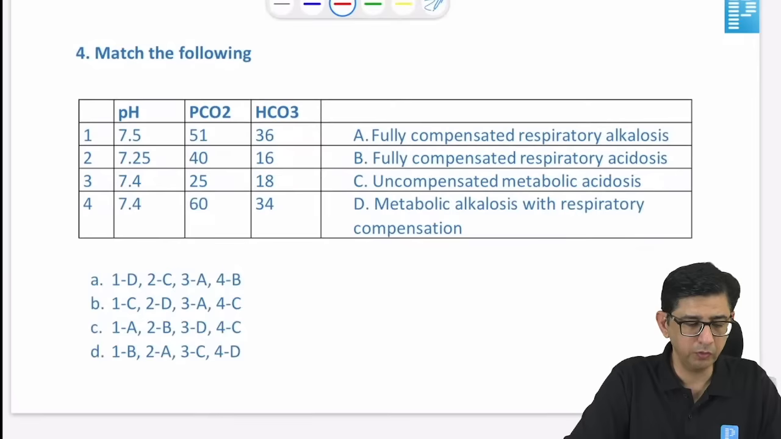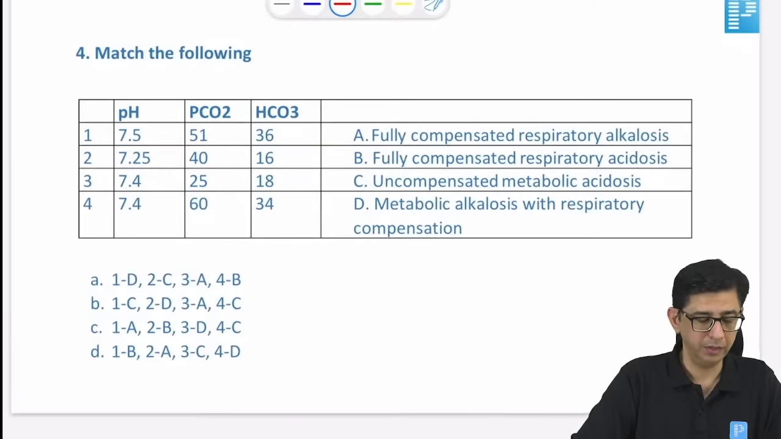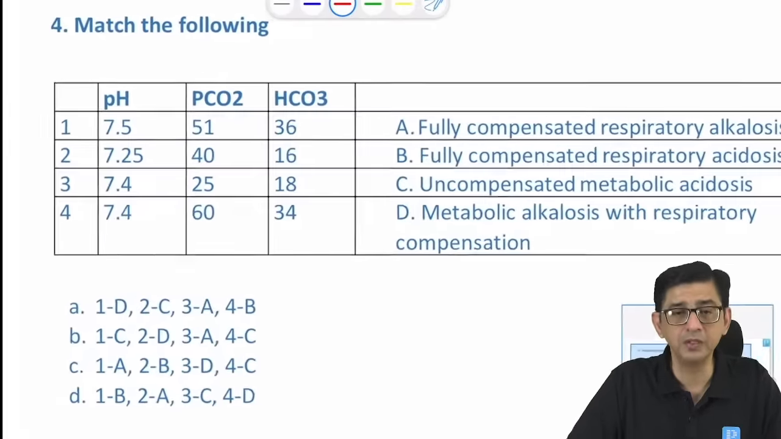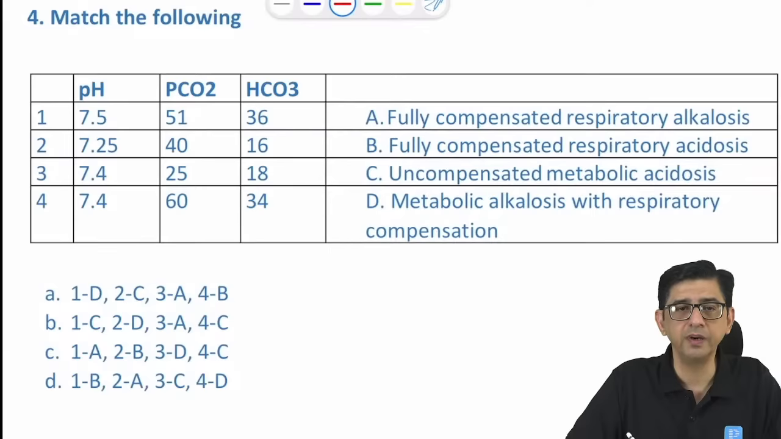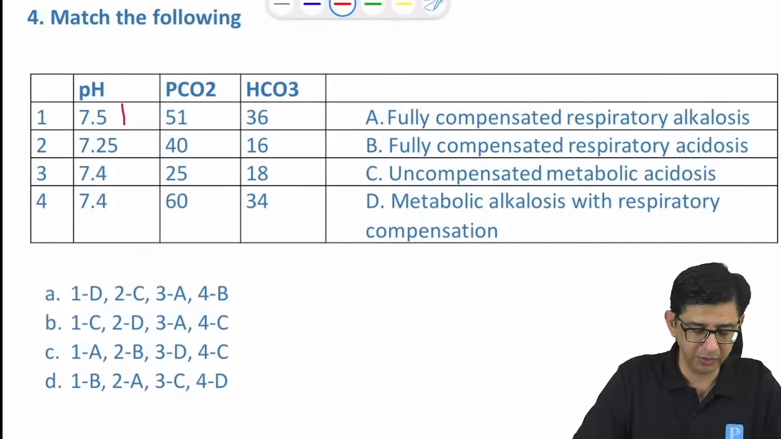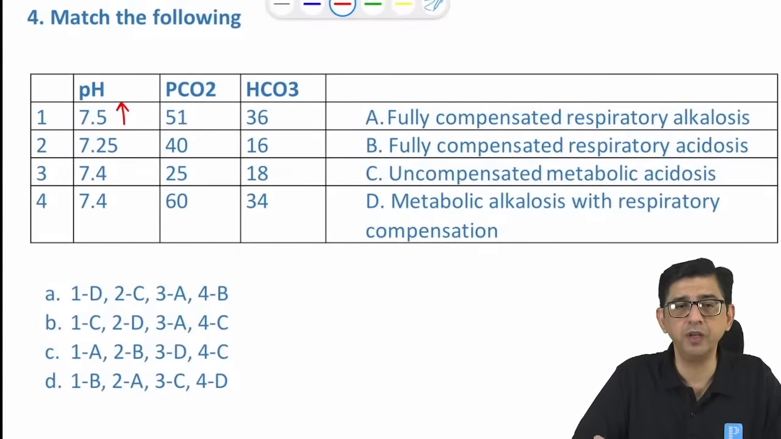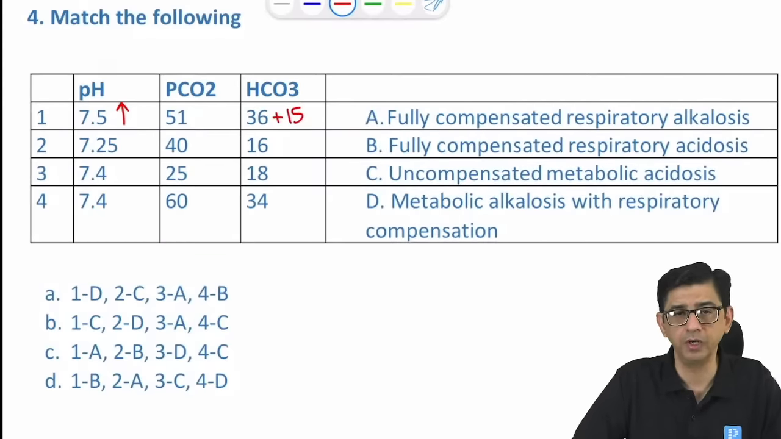Let's have a quick voting with respect to what you think is the correct option for this one. In the first one, you can notice that the pH of the patient is 7.5. I'll just zoom in the slide a bit so that the options are a little clearer. pH is 7.5, which means there is alkalosis present. The PCO2 of the patient is 51, and bicarbonate is 36. If I add 15 to 36, it will still become 51. That makes it easier for me to work out that this would be a case of metabolic alkalosis, because all the arrows are going in the same direction.